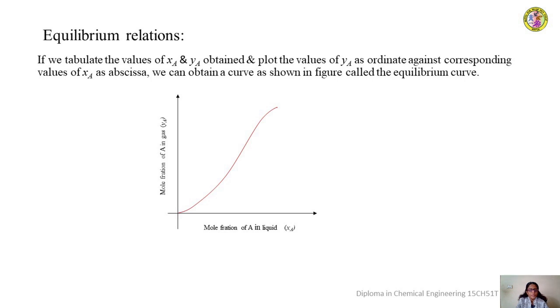Now, after tabulating the Xa and Ya values obtained through experiment, as discussed in the previous slide, and plotting these values against each other, taking the Xa values on the x-axis and Ya values on the y-axis, a curve like this, as shown in the diagram, is obtained, and this curve is called the equilibrium curve.